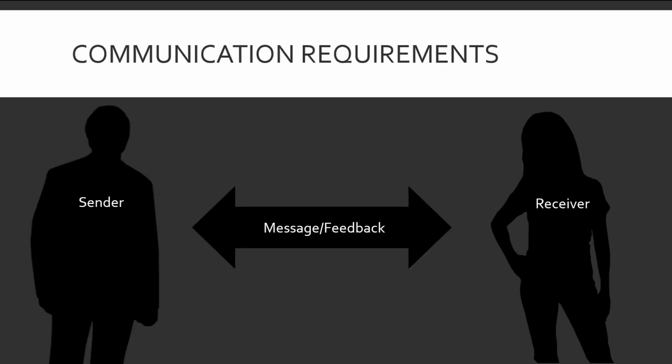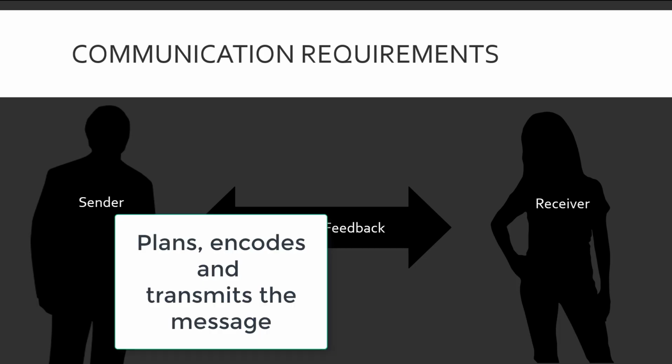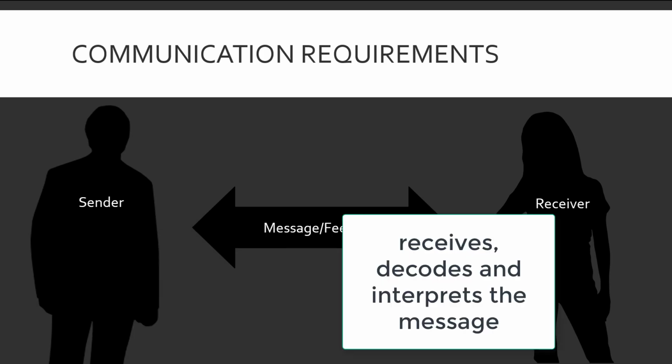Now that we understand why communication is important, it's time to learn more about communication in general. For communication to take place, we need three things: a sender, a receiver, and a message. The message is sent via a communication channel, and we will talk more about those options in a moment. For now, I want you to focus on the process. Communication is a two-way process. The sender plans, encodes, and transmits a message. The receiver receives, decodes, and interprets the message.